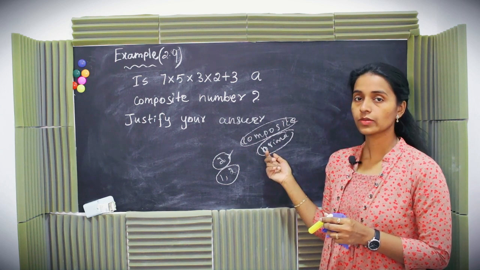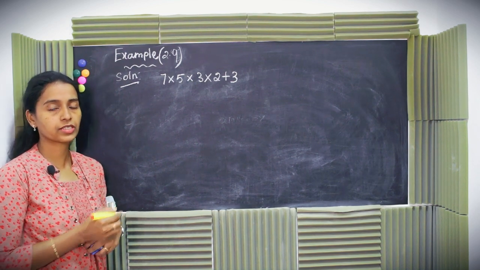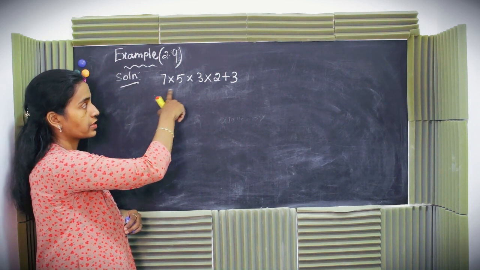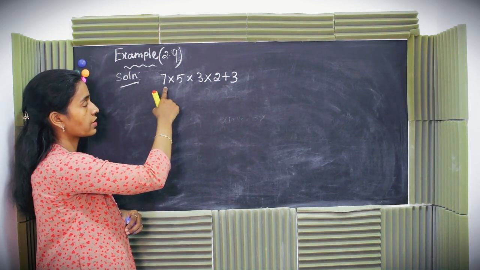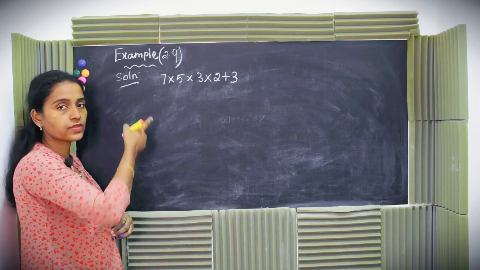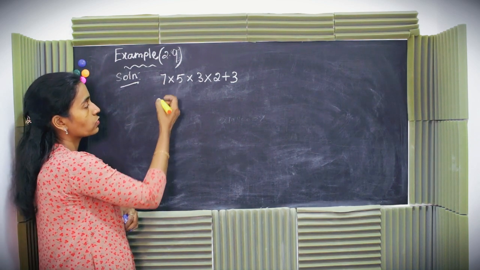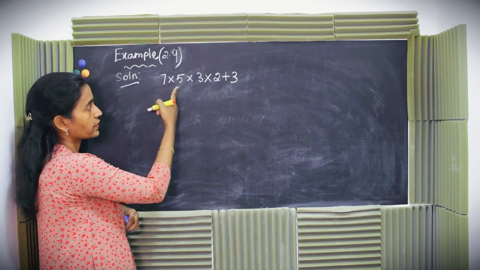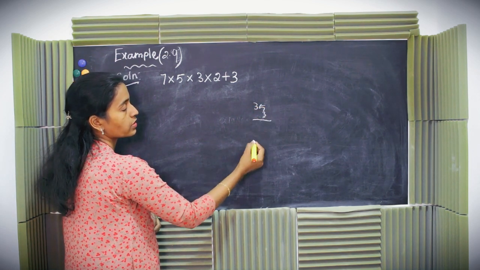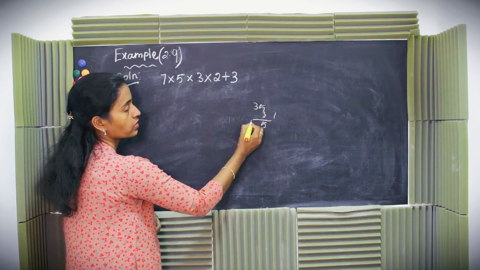Okay. Now we can see the solution. For the solution, I have written the question. What is given in the question? 7 into 5 into 3 into 2 plus 3. We need to check whether this number is composite or not. So, what is 7 into 5? 35. 35 into 3? 5 into 3, 15. 3 into 3, 9. 9 plus 1, 105.